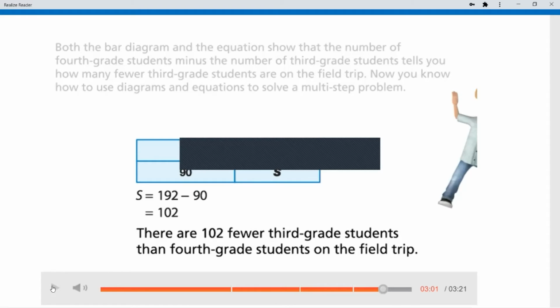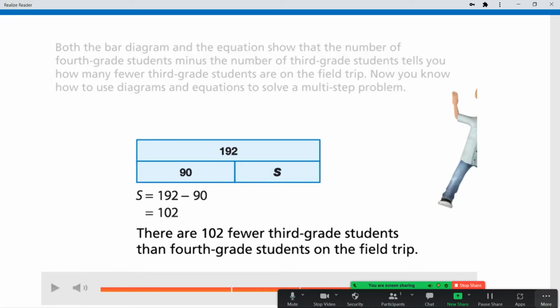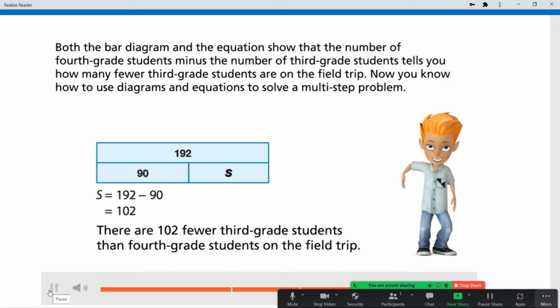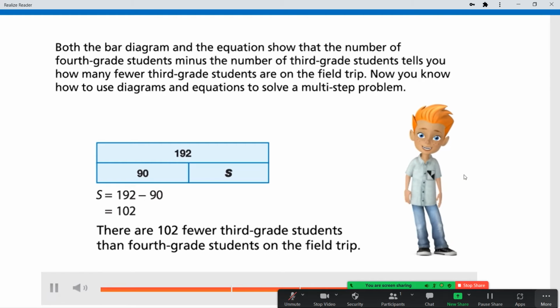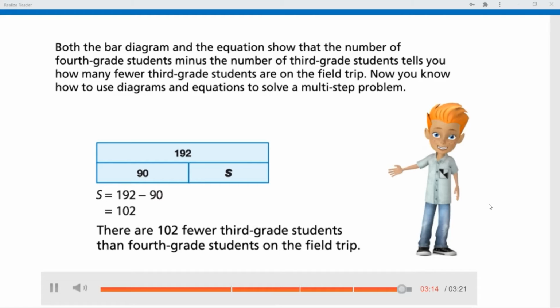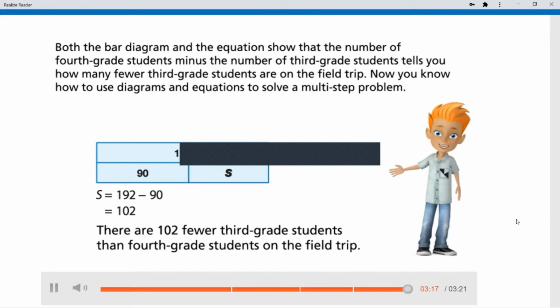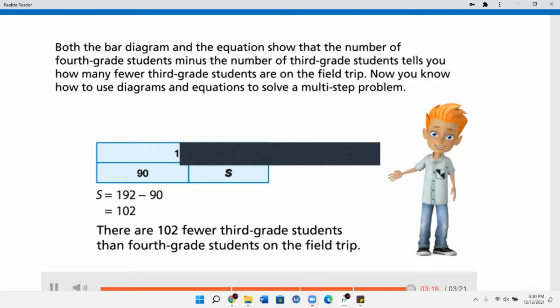One of the ways that we know to check our work is to do the inverse operation. So we can take 102 plus 90 to see if that equals 192, and that's a way that we can check our work here. Both the bar diagram and the equation show that the number of fourth grade students minus the number of third grade students tells you how many fewer third grade students are on the field trip. Now you know how to use diagrams and equations to solve a multi-step problem.